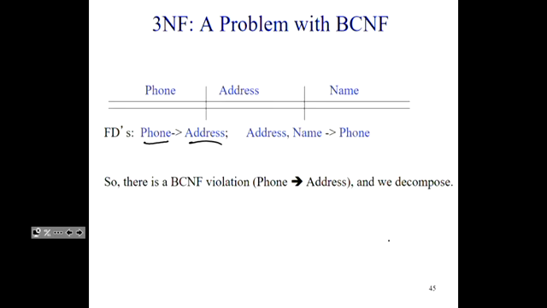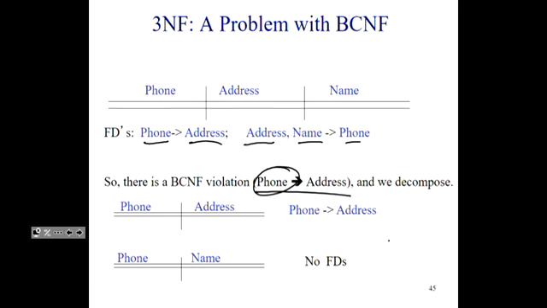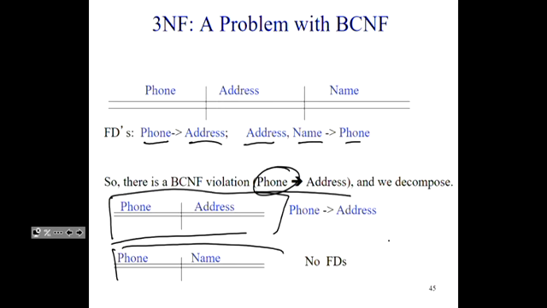Phone implies address, and address name implies phone. Okay, so there's a BCNF violation, which is phone implies address, because phone is not a super key, and because of that we can decompose this into two relations. You have phone implies address, and phone and address as one relation, and phone and name as the other relation.